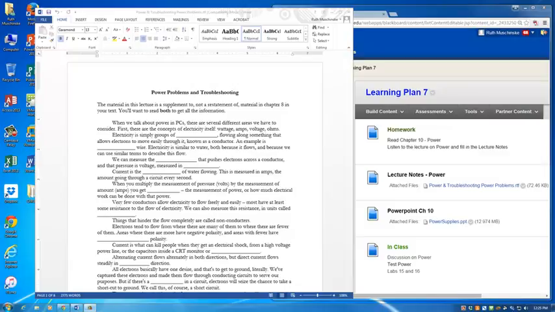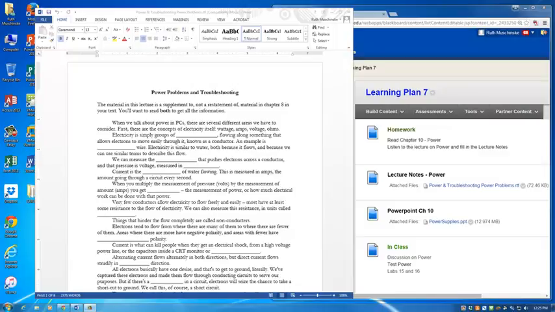First, there are the concepts of electricity itself, wattage, amps, voltage, and ohms. Electricity is simply groups of electrons flowing along something that allows the electrons to move easily through it, known as a conductor. A good example is copper wire. Electricity is similar to water, both because it flows and because we can use similar terms to describe this flow.